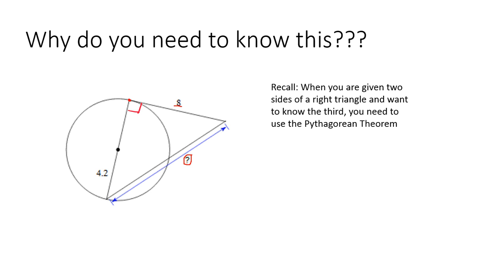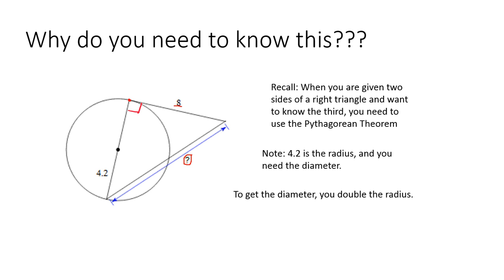And anytime you're given two sides of a right triangle and want to know the third, you need to use the Pythagorean theorem. However, we can't use the Pythagorean theorem yet because 4.2 is the radius and you need to know the diameter. To get the diameter, you double the radius. So you do 4.2 times 2 and you would get the diameter to be 8.4.